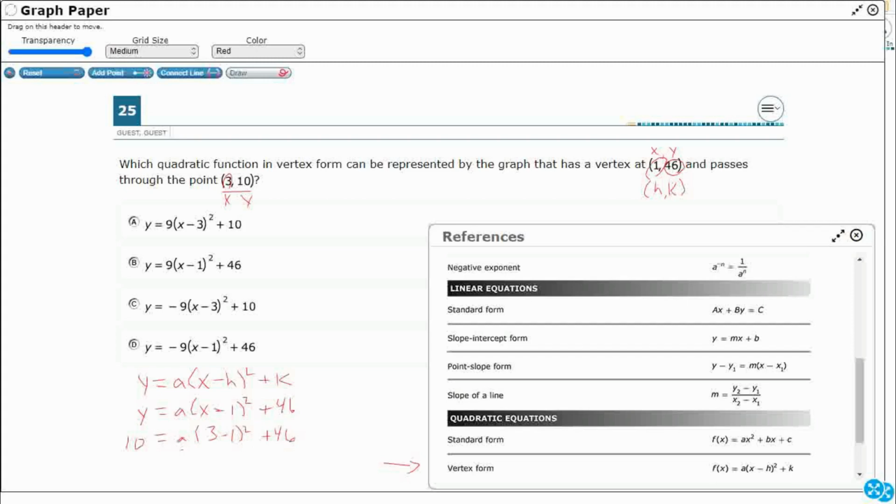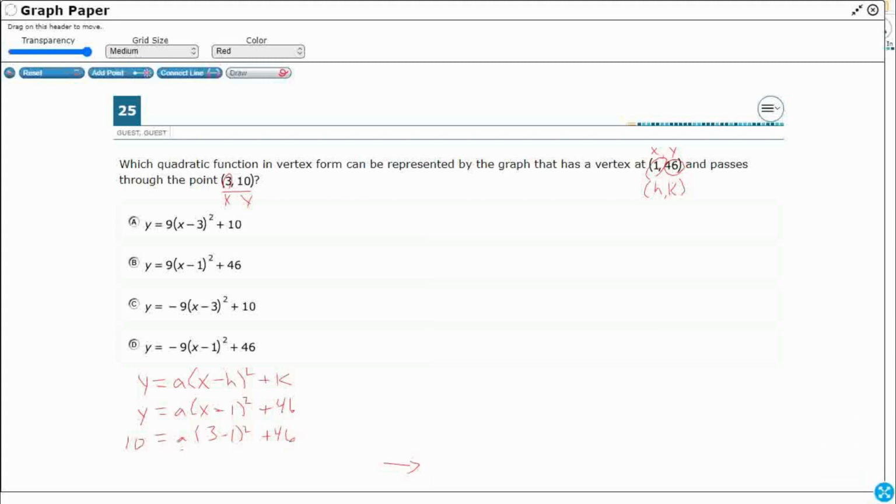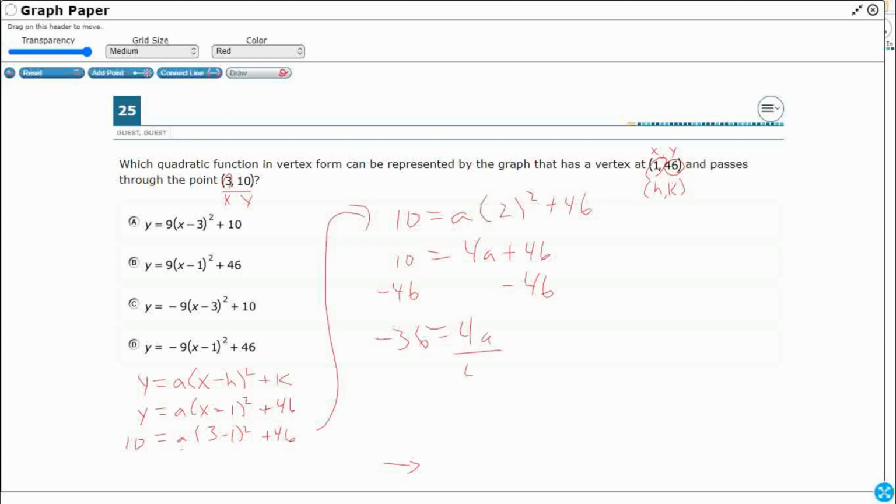If we solve for a, let's do this over here. 10 equals a times (3 minus 1) squared, which is 2 squared, plus 46. So 10 equals 4a plus 46. Let's subtract 46 from both sides. That's negative 36 equals 4a. Divide by 4, so negative 9 equals a.